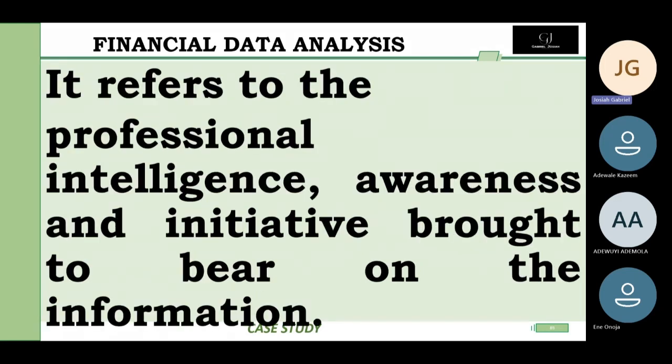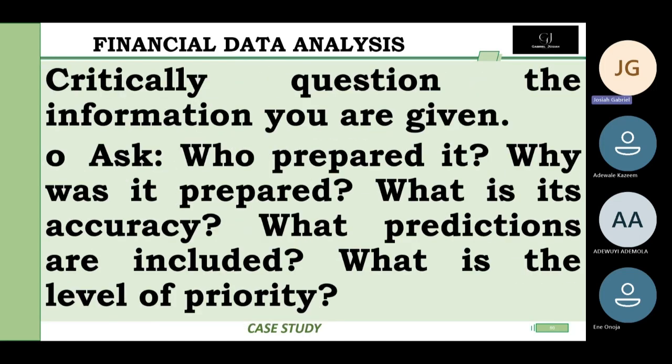So professional skepticism refers to the professional intelligence, awareness, and initiative brought to bear on the information for you to be able to question it. So critically question the information you are given by asking, who prepared it? Why was it prepared? What is the accuracy? What predictions are included? What is the level of priority?